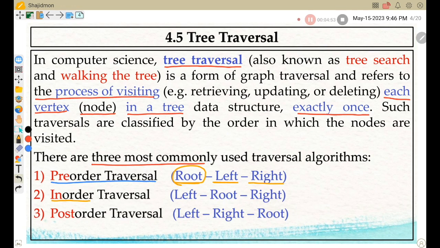Now in-order traversal. In-order means the root is inside, so you can see the root term is inside, the root vertex is in.